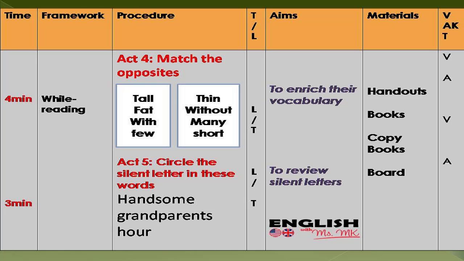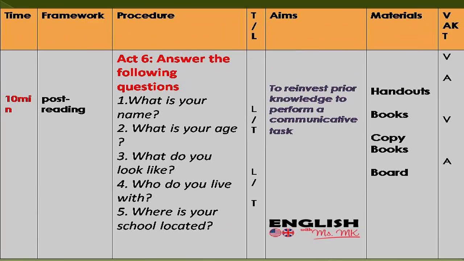Then we move to activity 5, circle the silent letters in these words. Here, these are words that I picked out from the text. So handsome, grandparents, and hour. So through this activity, I'm going to review the silent letters. Then we move to the post-reading phase.